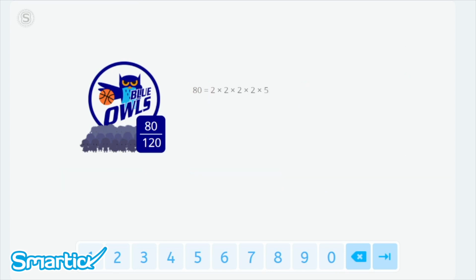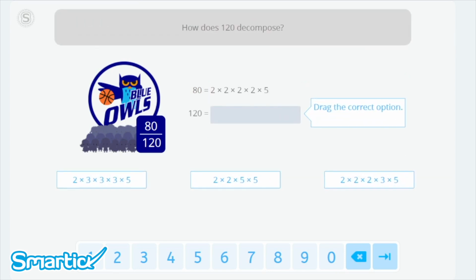Very good. Now we're going to decompose the denominator. What does 120 break down into? Okay, so 120, what does that break down into? Let's try this one. 2 times 2 equals 4. 4 times 2 equals 8. 8 times 2 equals 16.